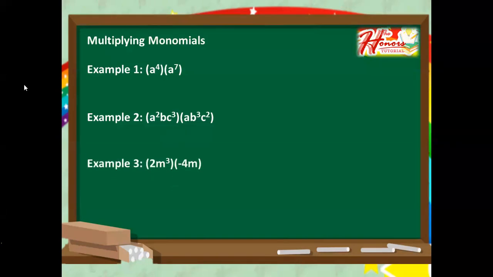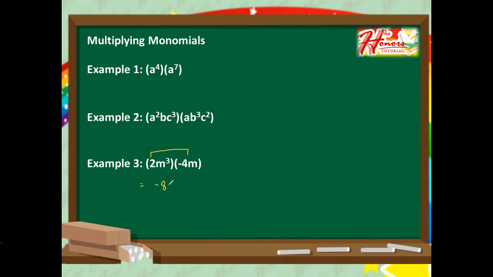That's number 3. So we have here the quantity of 2m cubed times negative 4m. What you are going to do here first is to multiply the numbers. 2 times negative 4 is negative 8. Why? Because 4 times 2 is 8 and positive times negative is negative. So that's why we have here negative 8.